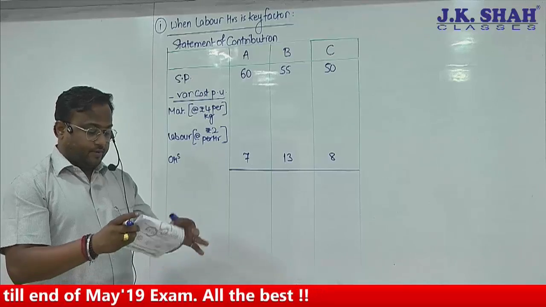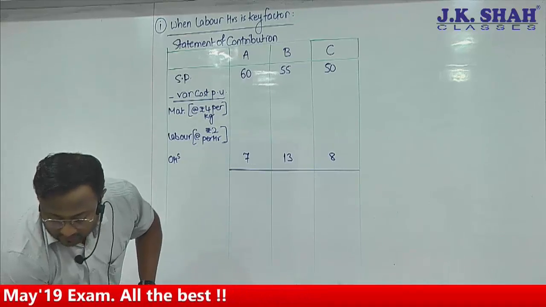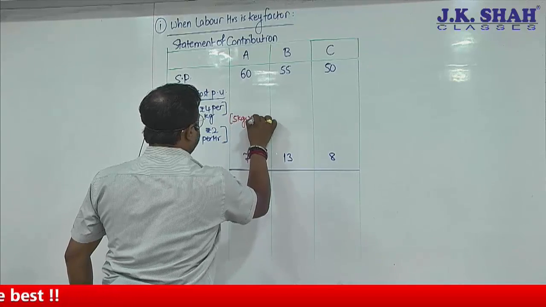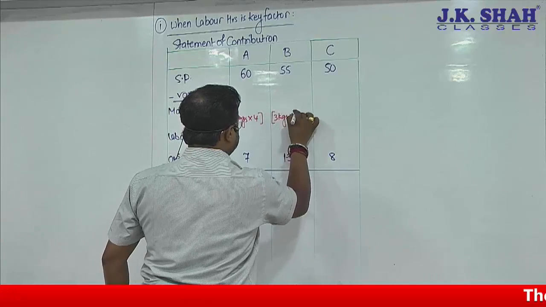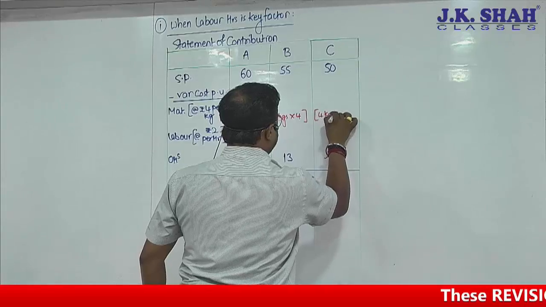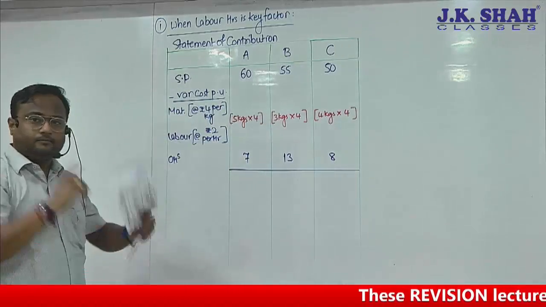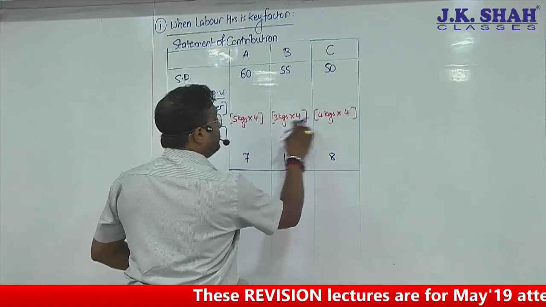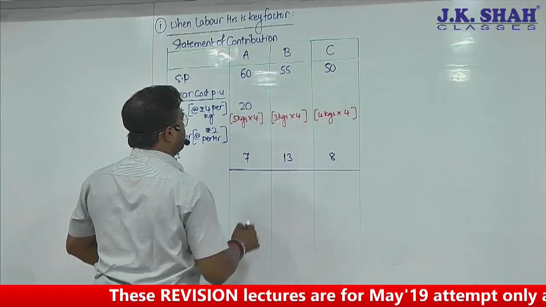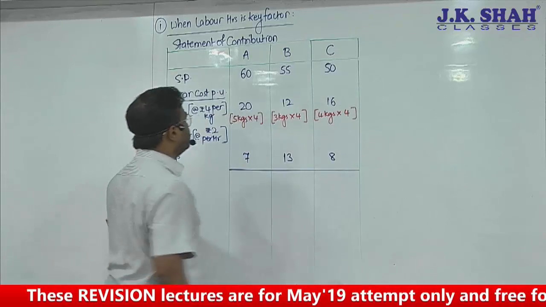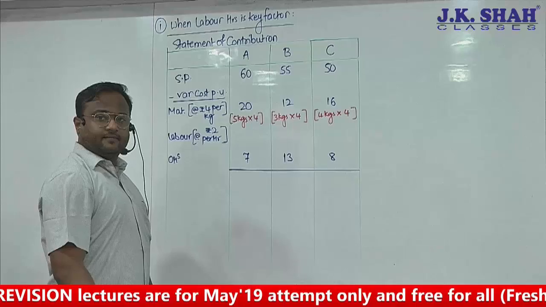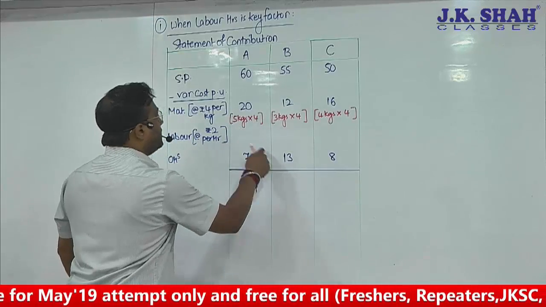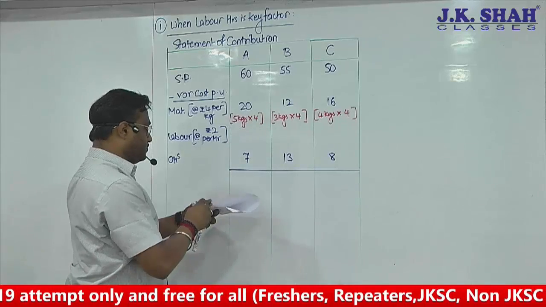But look at your material information. 5 kgs, 3 kgs, 4 kgs is the consumption, at the rate of 4. So material cost per unit will be 20, 12, and 16. One unit of finished goods requires 5 kgs, 1 kg costs you 4. That means 1 unit of finished goods costs you 20 rupees in terms of material.